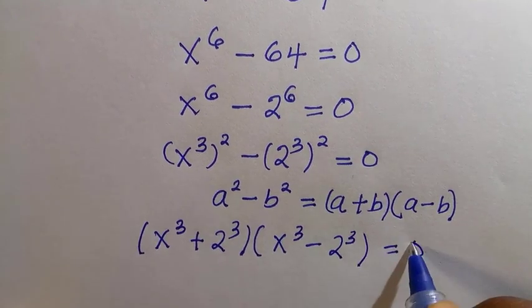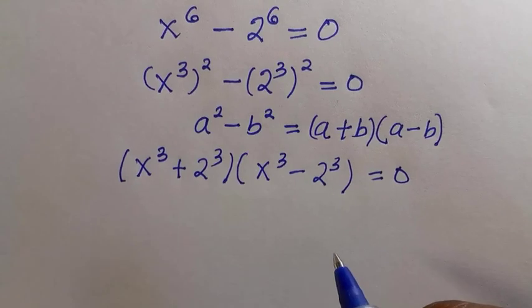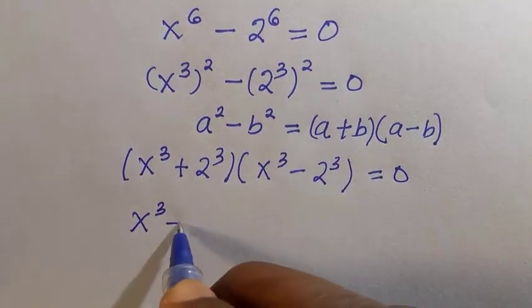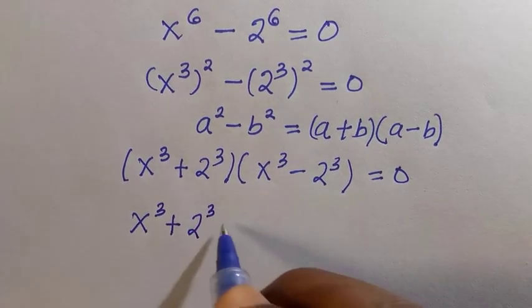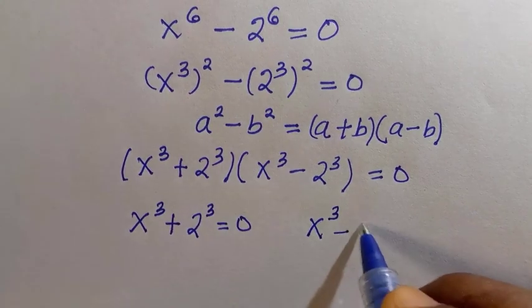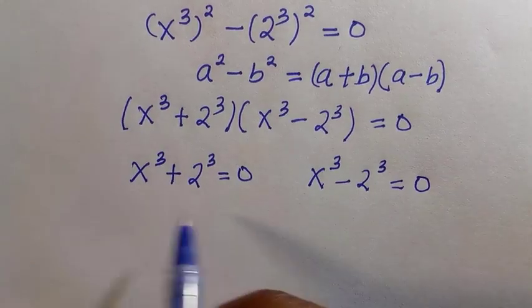Everything equals 0. So from the assumption of quadratics, we are going to let each of these be 0 separately, as in x raised to the power 3 plus 2 raised to the power of 3 equals 0, or we have x raised to the power of 3 minus 2 raised to the power 3 equals 0. So we are going to solve these separately.